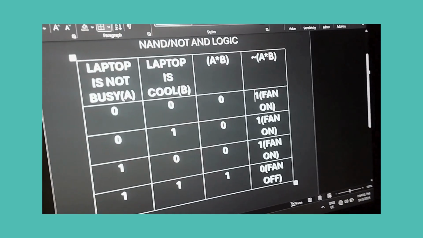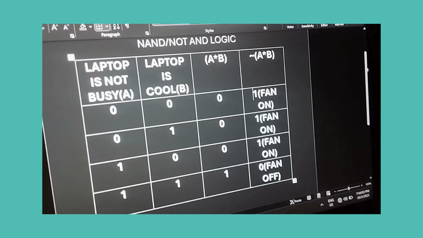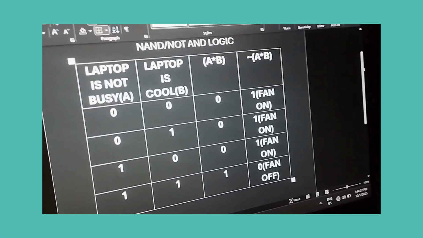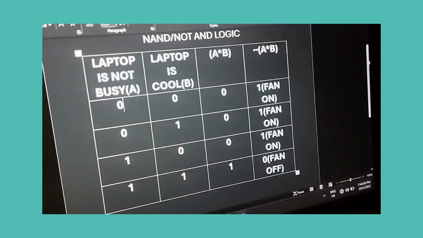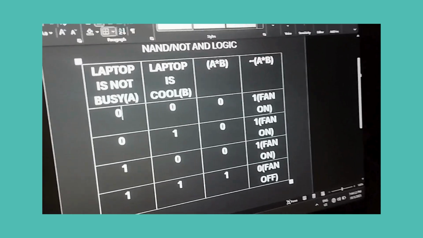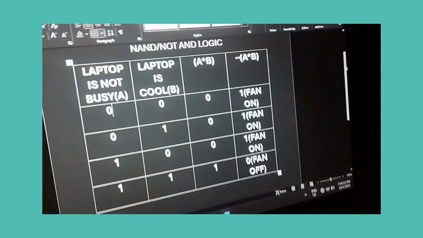In this truth table, our first NAND output is going to be 1, or fan is on, since our first condition is false, meaning the laptop is busy, and our second condition is false as well, meaning the laptop is at high temperature. Our laptop will automatically turn on its fan.